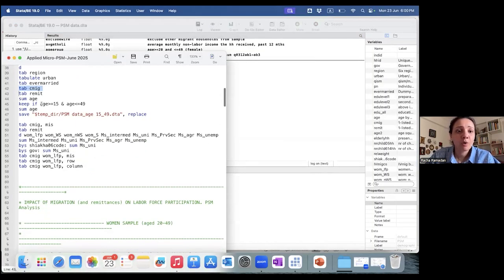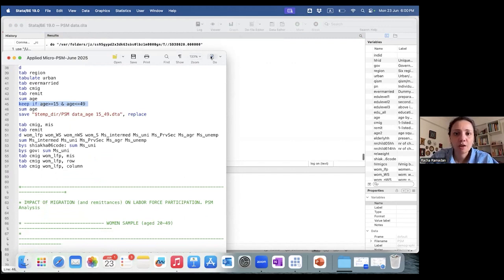Okay. We will keep those who are between the age of 15 and 49 because our question regarding female labor force participation is for women in this age. I will keep this one. And as I told you, I'm always concerned about losing my data, so I will save it under another name, PSM data, age 15 to 49.